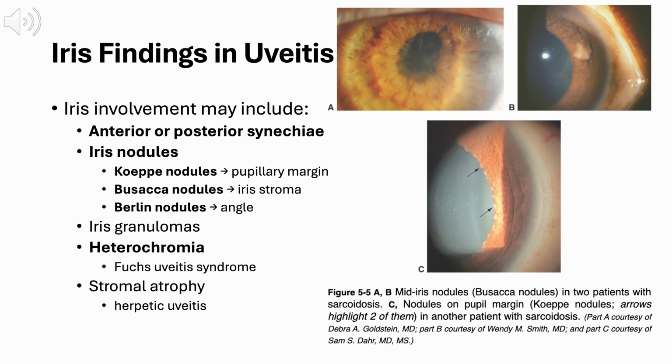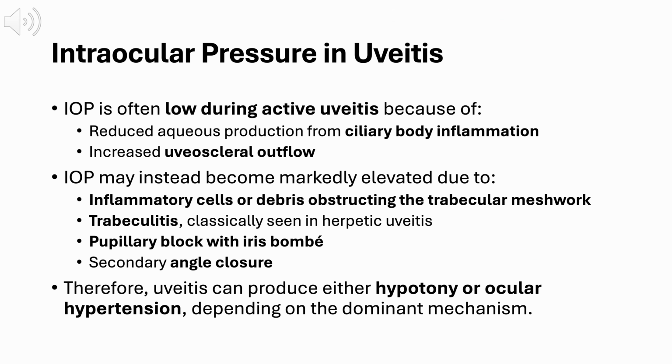Heterochromia, a difference in iris color, is a hallmark of Fuchs' uveitis syndrome, while stromal atrophy is characteristic of herpetic uveitis. So a nodule's position, a subtle color change, or focal atrophy each nudge you toward a specific diagnosis. The iris rewards close inspection.